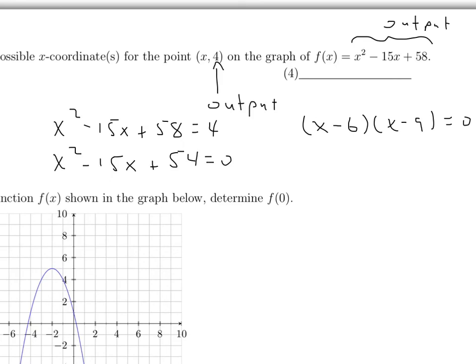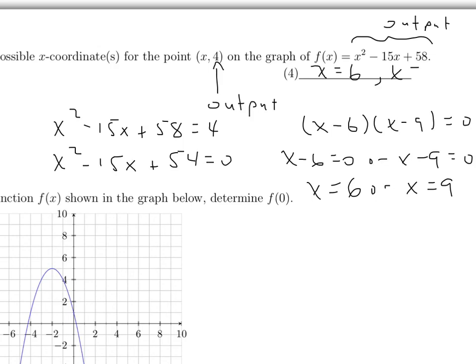Again, don't just assume that that's right. Do FOIL to check, and if you do, you'll find that that is correct. So either x minus 6 is 0, or x minus 9 is 0. And so that means either x is 6, or x is 9. So the possible x-coordinates are 6 and 9. It asks for what the x-coordinates are and those we get. So that means the point 6, 4 is on the graph, and the point 9, 4 is on the graph. And that's really easy to check.